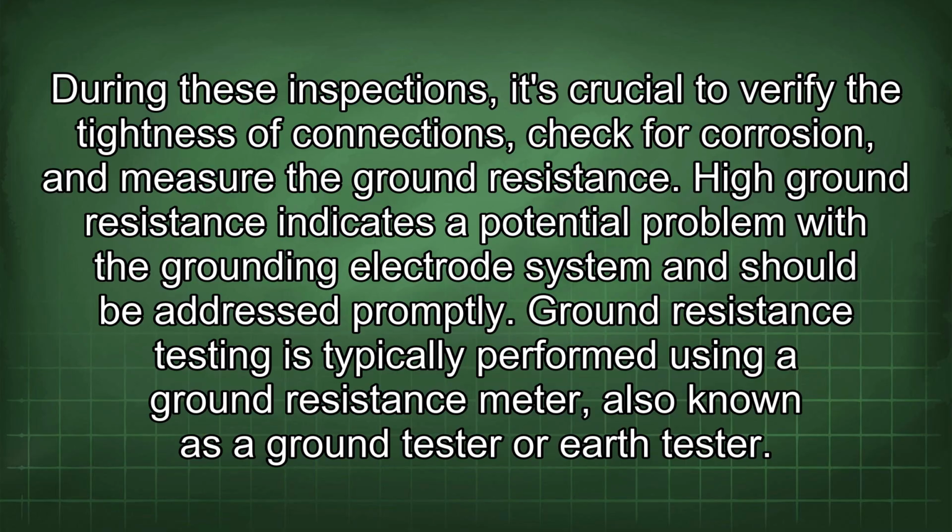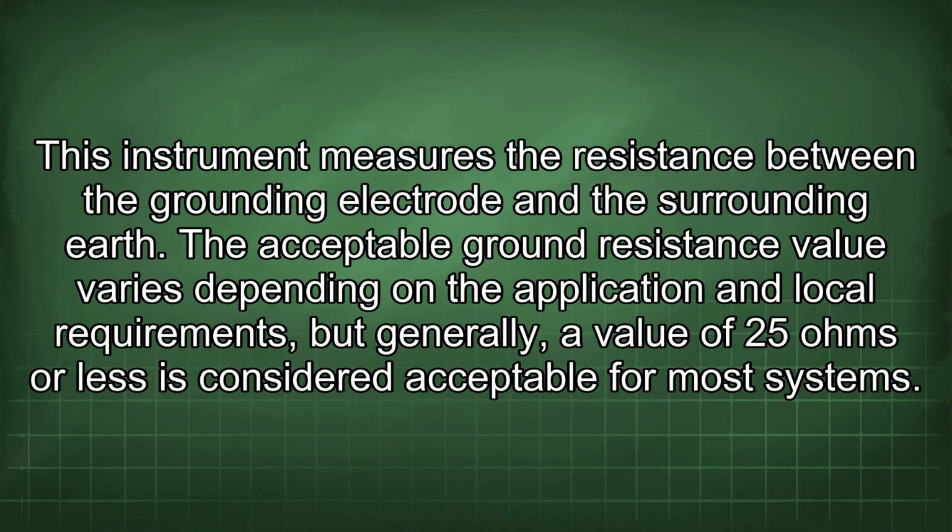Ground resistance testing is typically performed using a ground resistance meter, also known as a ground tester or earth tester. This instrument measures the resistance between the grounding electrode and the surrounding earth. The acceptable ground resistance value varies depending on the application and local requirements, but generally, a value of 25 ohms or less is considered acceptable for most systems.